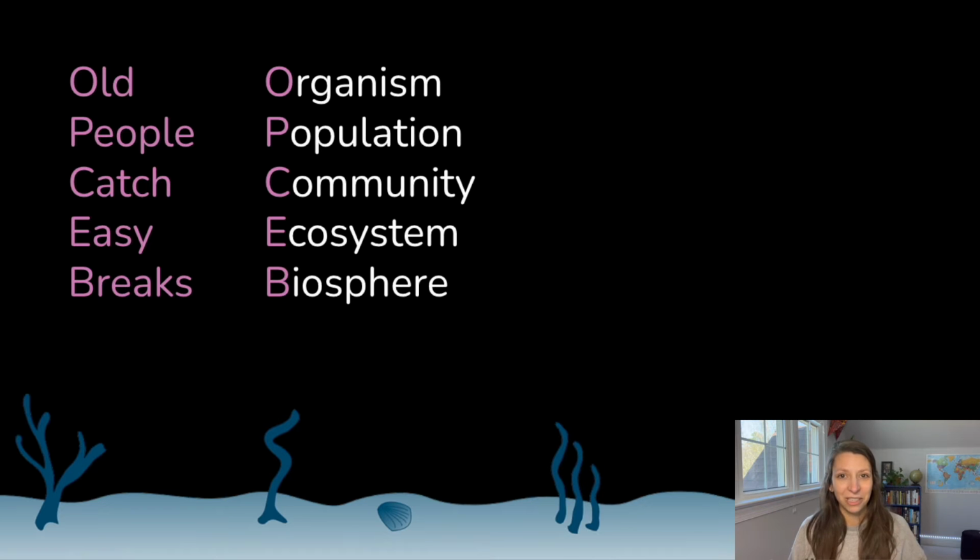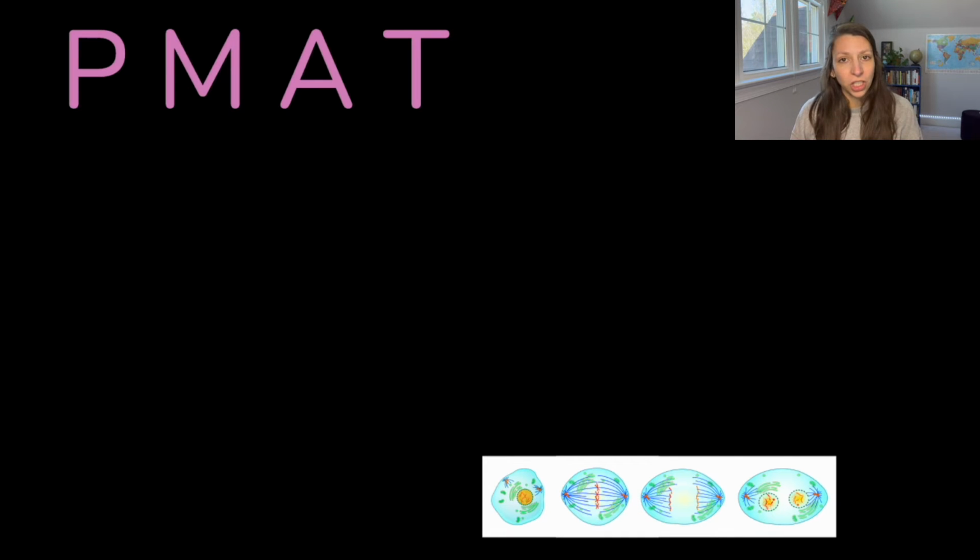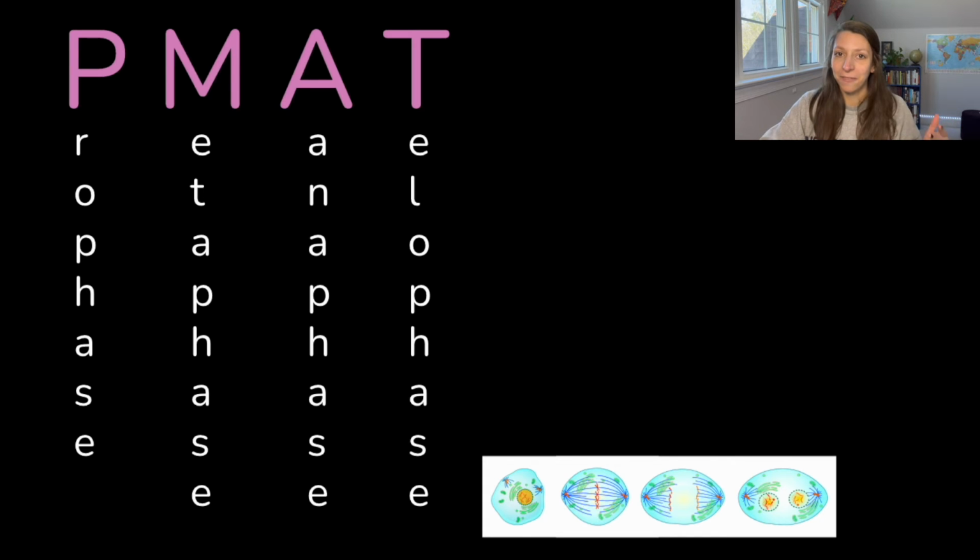You might have heard of PMAT before, which is a way to remember the phases of mitosis in the correct order. PMAT doesn't mean anything, it's just a silly word, but if you can remember PMAT, you can probably remember prophase, metaphase, anaphase, and telophase.